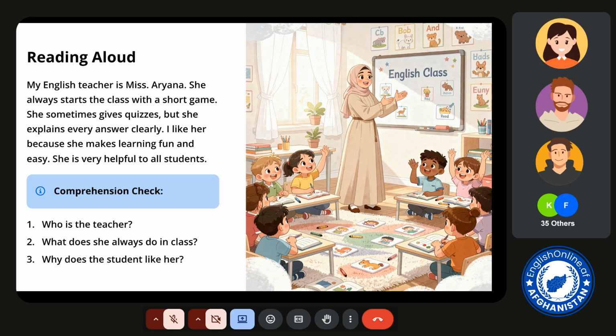Thank you so much, Mr. Shaukatullah. That was a very complete meaning and translation. So now let's move on to the comprehension. Guys, who wants to answer the first question? Who is the teacher? Who can tell me the answer to the question? Yes, Mr. Abdul Zahid.